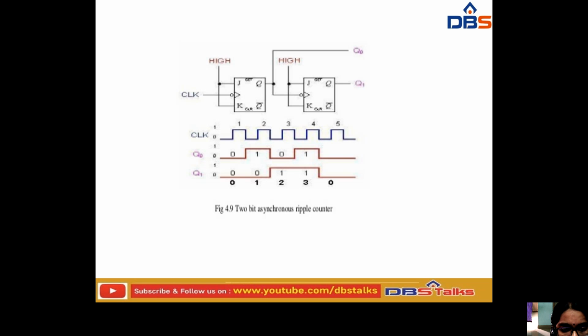This is the clock signal. It is stable, because it is a clock signal. And for Q0, if it is in the 0th state, it is in the down state, and if it is 1, it will be in the up state. Again it will be 0 in the down state and again 1 in the up state, just like that. And next, for Q1, sometimes both states will become 0 and it will be in the down state.